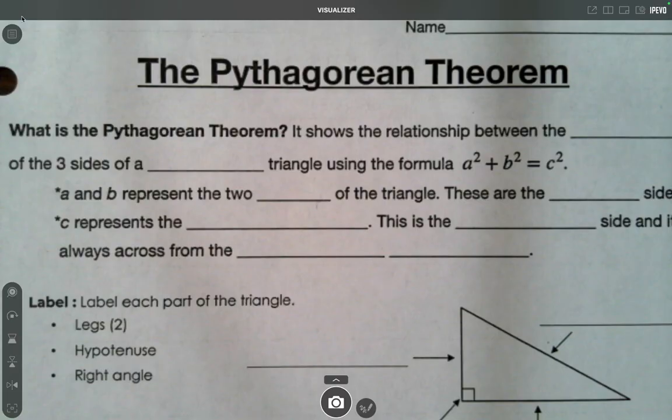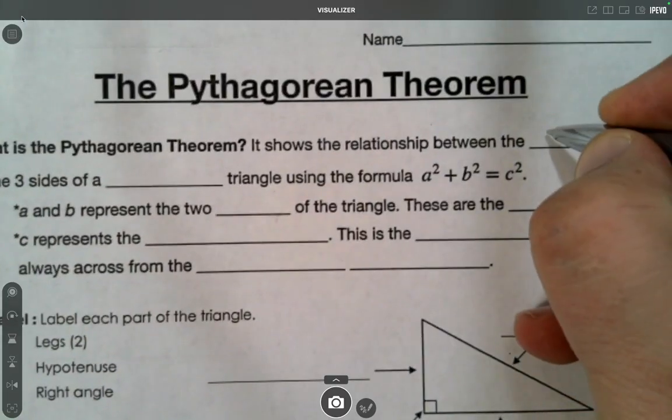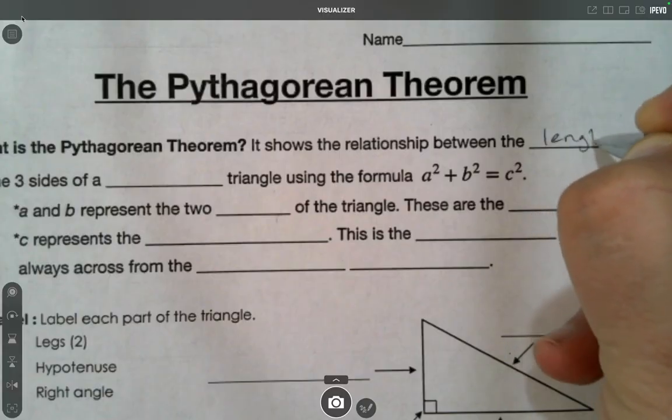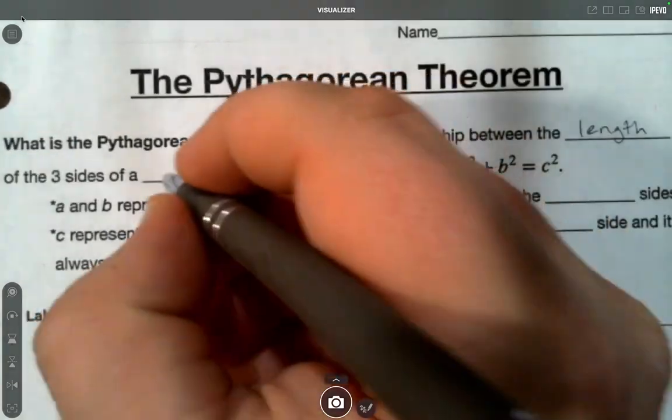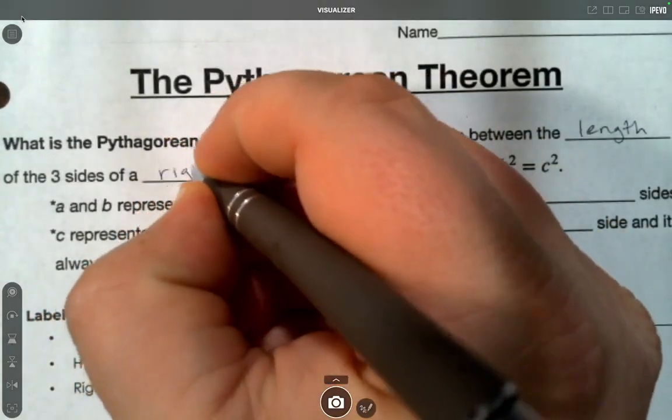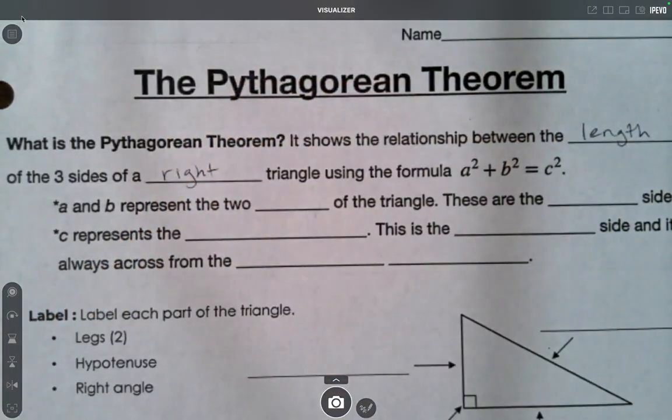Well, it shows the relationship between the length of the three sides of a right triangle. Now, you remember we talked about lots of different words that describe triangles: obtuse, acute, right, equiangular, equilateral, isosceles, scalene. This only applies to right triangles. The Pythagorean theorem does not work on anything else, just on right triangles.